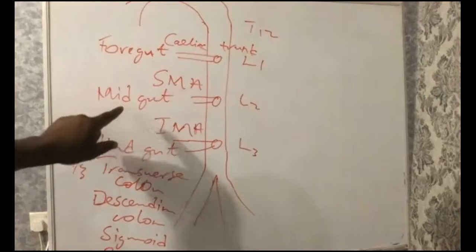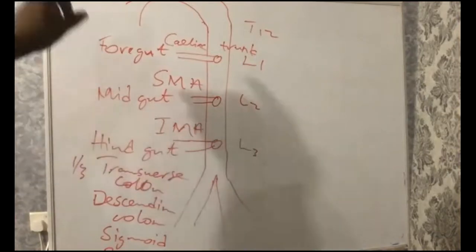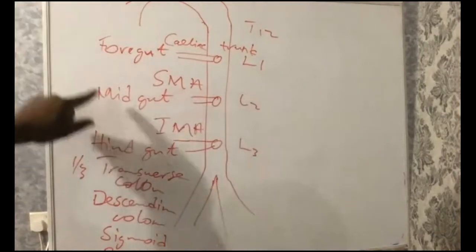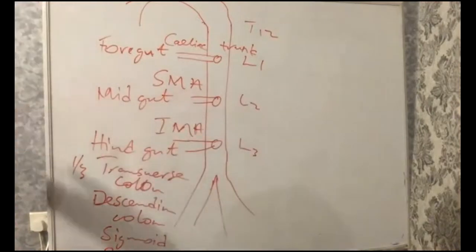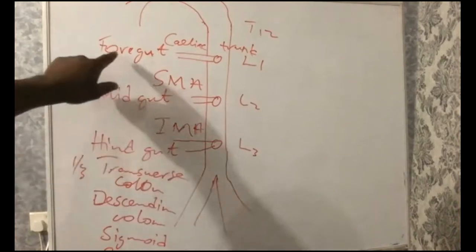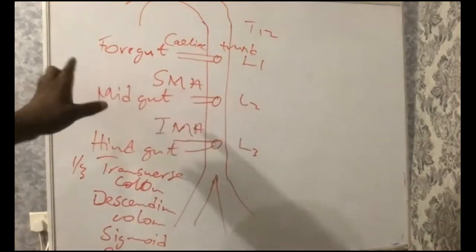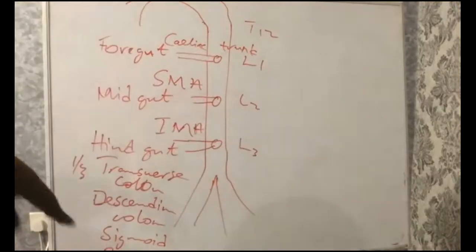And like I said, the midgut supplies part of the duodenum, the jejunum, the ileum, the appendix, the cecum, the ascending colon, and the transverse colon up to 2/3. And the foregut supplies the abdominal part of the esophagus, the stomach itself, and the duodenum up to the level of the major papilla, and the accessory structures like the pancreas, the spleen, the gallbladder, and the liver, okay?